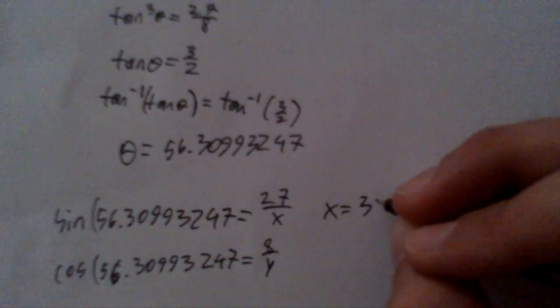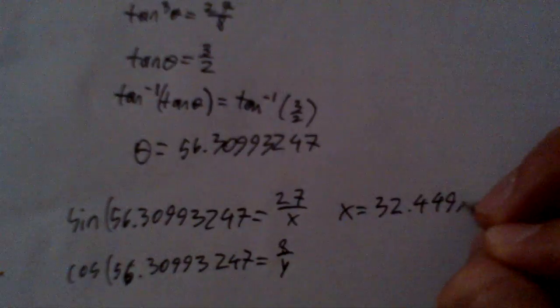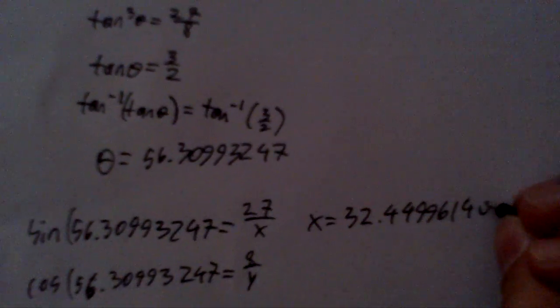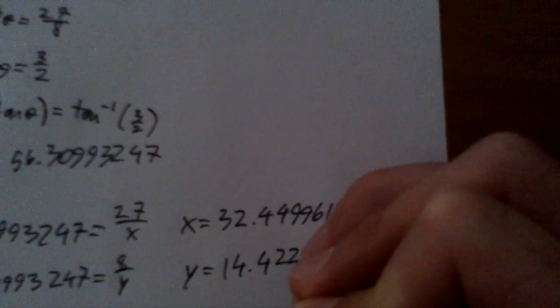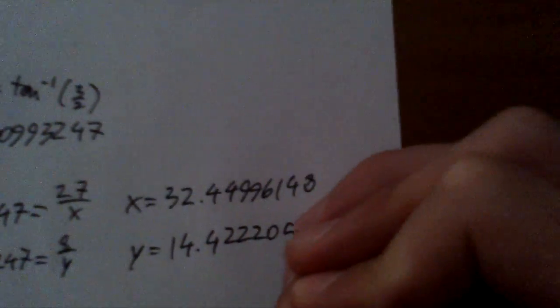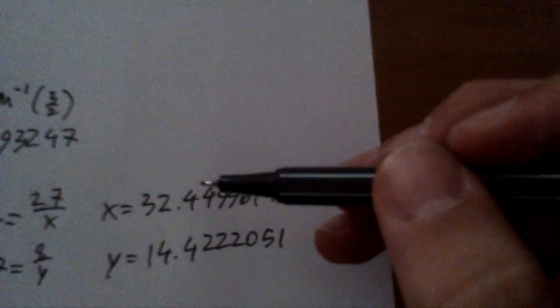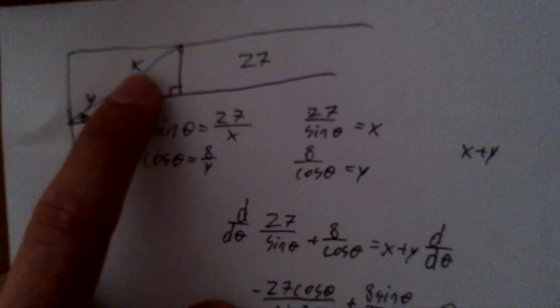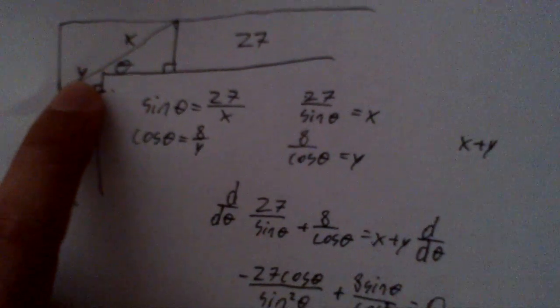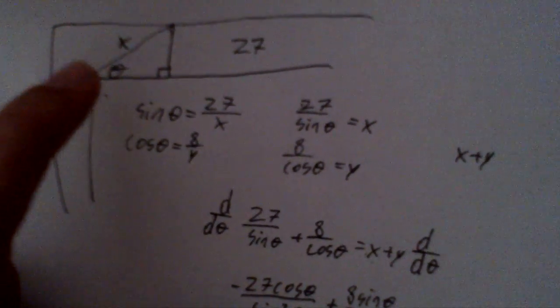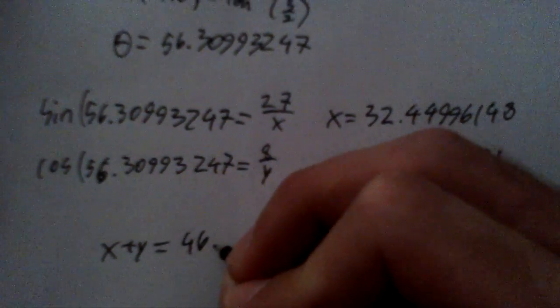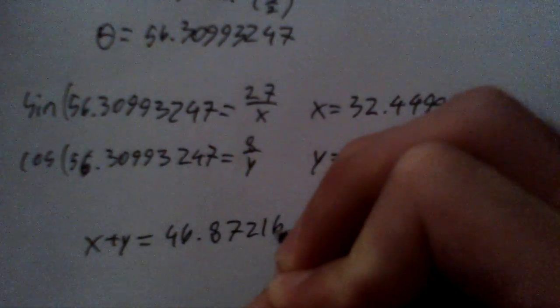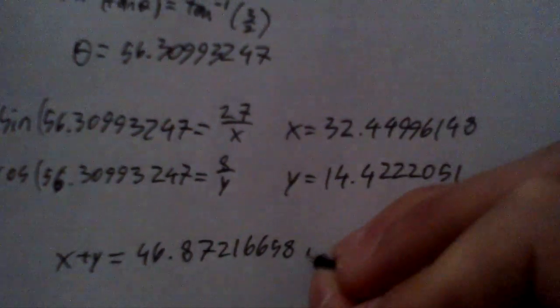that x is equal to 32.44996148 and y is equal to 14.4222051. So basically this pipe up here, this piece is 32.4 whatever, and this little piece is 14.42 whatever. Okay? So basically now all we have to do is add x plus y, and that would give you 46.87216658 units.